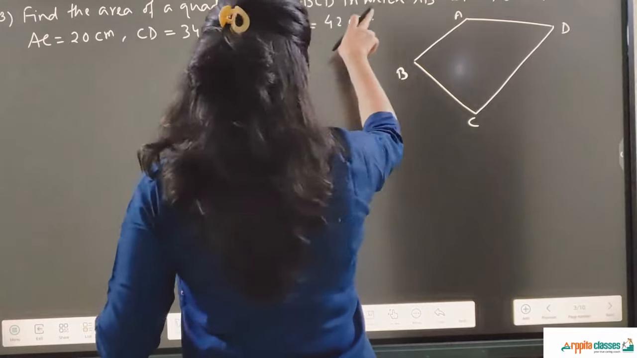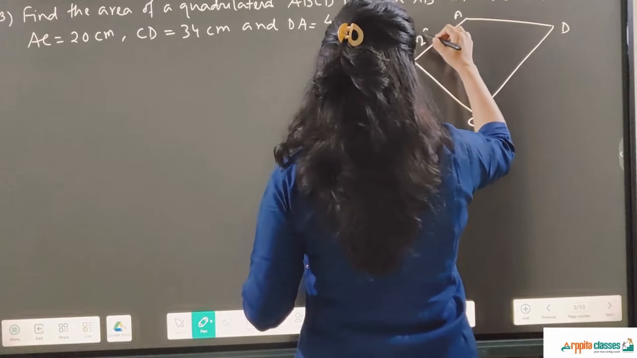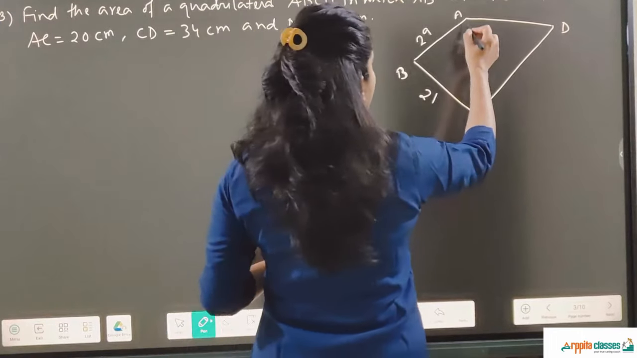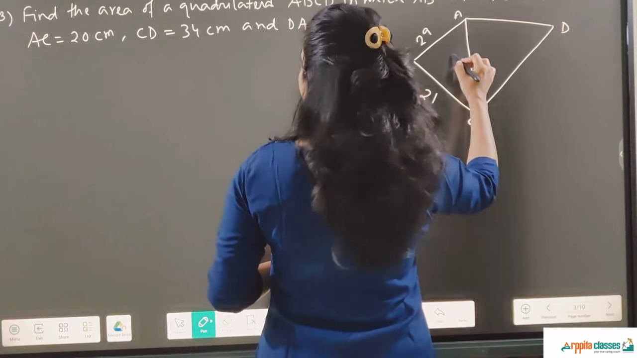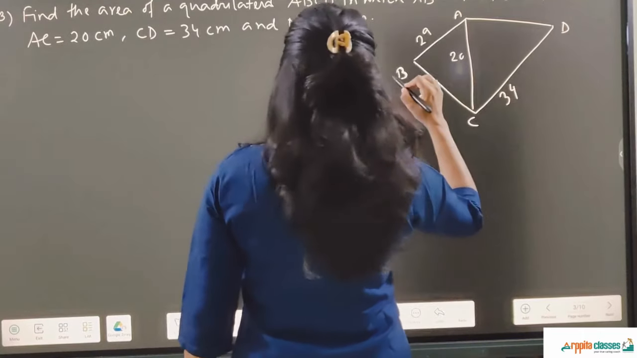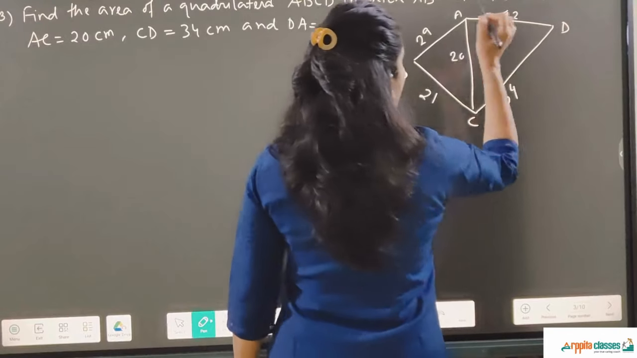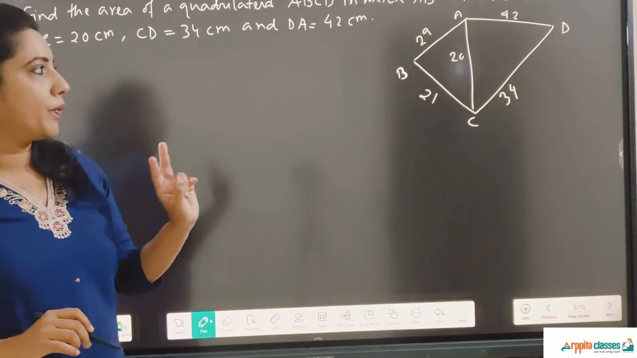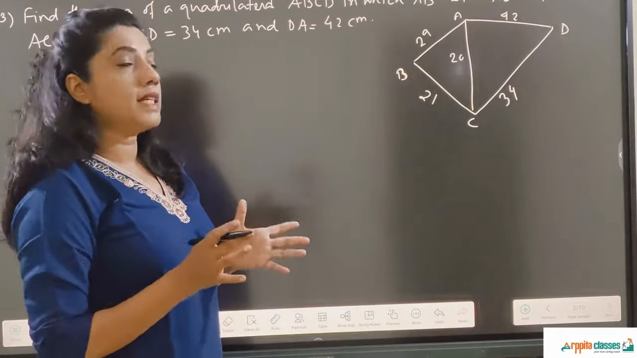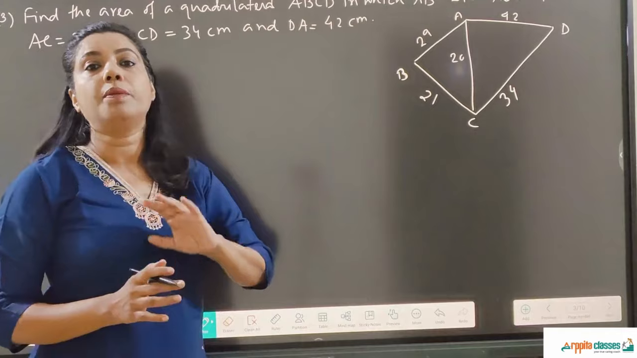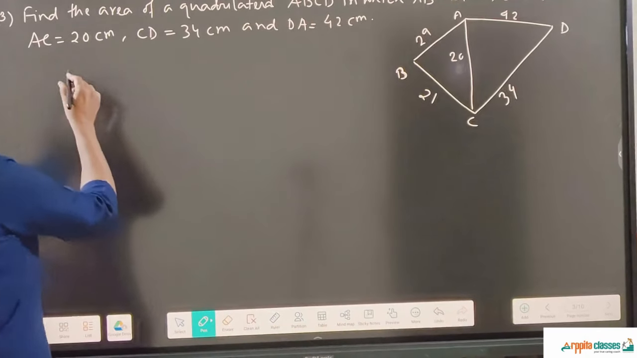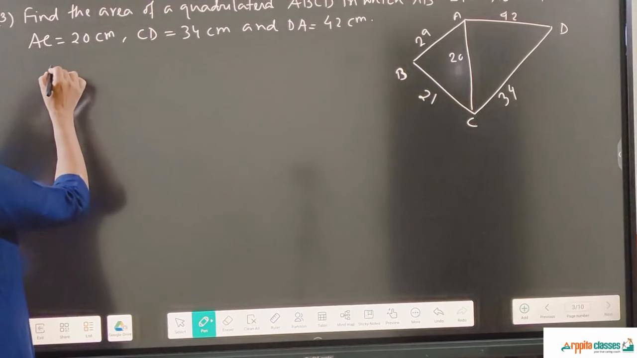Find the area of a quadrilateral ABCD in which AB is 29. So this is your 29. BC is 21, then AC is 20, this AC is equal to 20, then CD is 34 and DA is 42. Okay, so we have two triangles over here, you can see, one is ABC and the other one is ACD. And all the sides are given. So we can find out the area of the triangles by Heron's formula and then we can add them together.